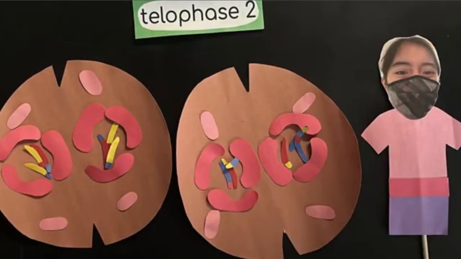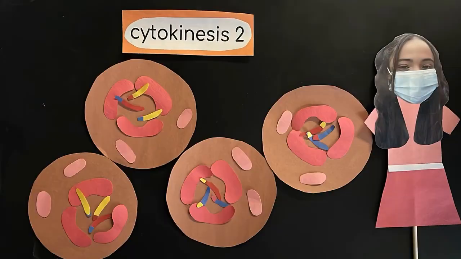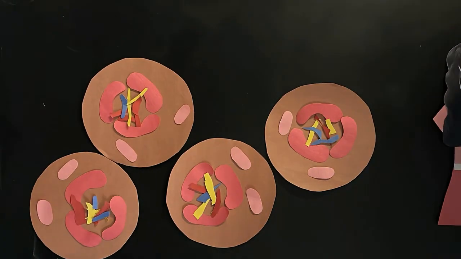Moving on to telophase 2, where a nuclear membrane forms around the chromosomes and the nuclear envelopes on both cells begin to form. Finally, for real now, we have cytokinesis 2, where the cells split apart for good.